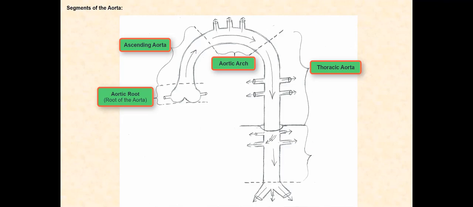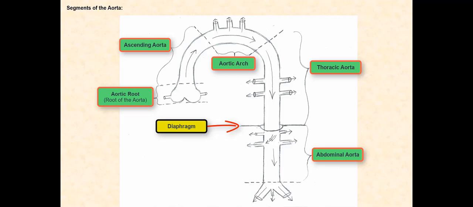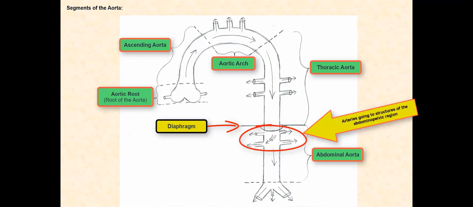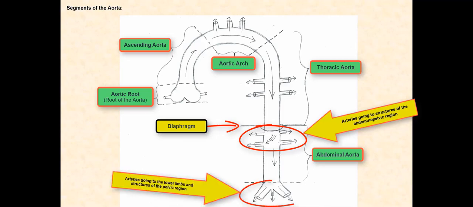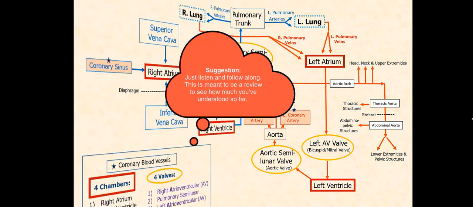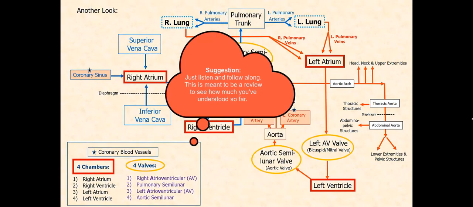As the aorta continues to descend, it passes through the diaphragm. Once past the diaphragm, the segment is now called the abdominal aorta. Arteries going to structures of the abdominopelvic region and arteries going to the lower extremities or lower limbs and structures of the pelvic region will branch off the abdominal aorta. Here's another diagram that I created that covers the blood flow into the heart, through the heart, and out of the heart, along with the associated structures.